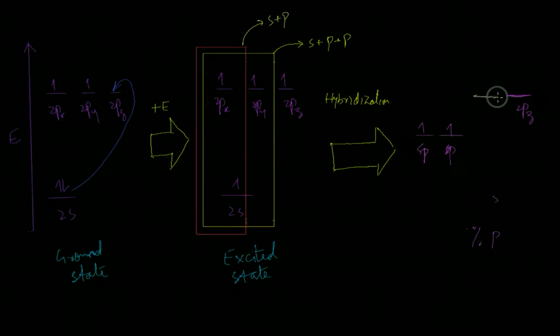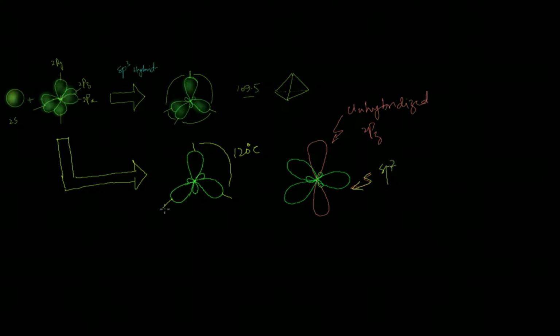This is 2py, 2pz, only 2px will combine with s. So it will have 50% s character and 50% p character. If you look at the alignment of these orbitals, it will be like we have seen in the case of sp3 and sp2, these are the alignments of these orbitals. There are extra colors: the p orbitals, and then the unhybridized p.